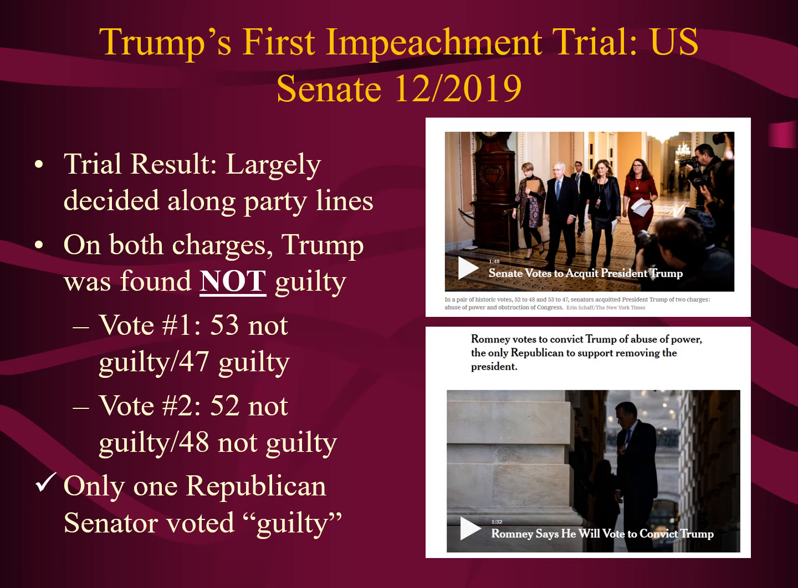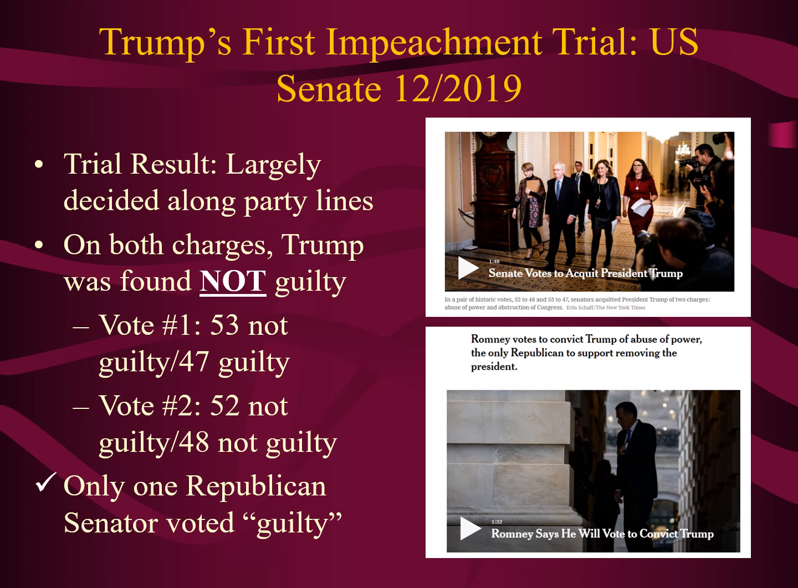The result of President Trump's first trial was that he was not guilty. The results were decided almost exclusively along party lines, with the Democrats declaring that the president was guilty and Republicans saying that he was not guilty. On the first charge of obstruction of justice, 53 senators said not guilty, 47 said guilty, and on the second charge, abuse of power, it was 52 senators saying guilty.